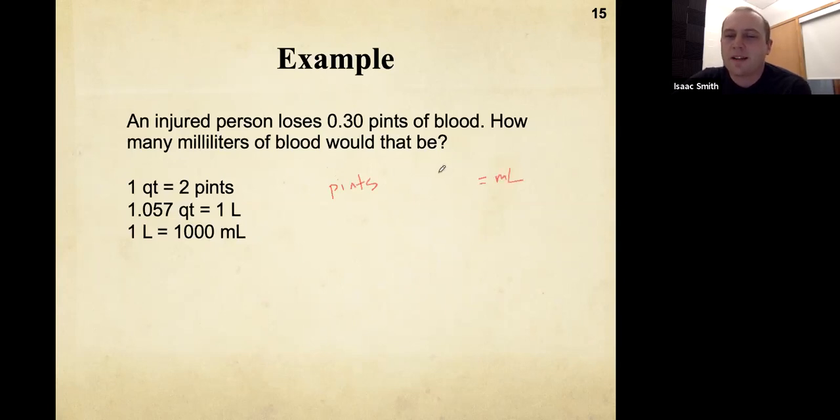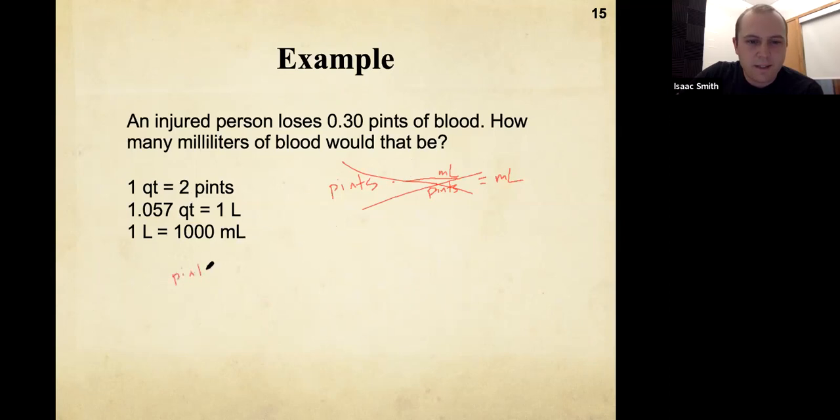Well, it'd be nice if we had a conversion factor that would take us from pints to milliliters, but we're not given one. All we have is pints to quarts, quarts to liters, liters to milliliters. We don't have a pints to milliliters conversion factor, so this approach doesn't work. So again, let's write out our initial units, pints, and our final units, milliliters.